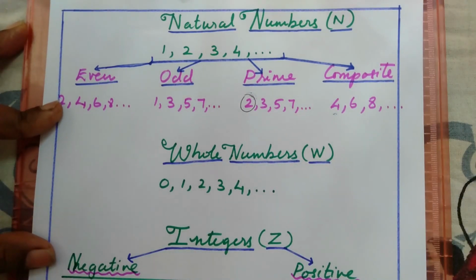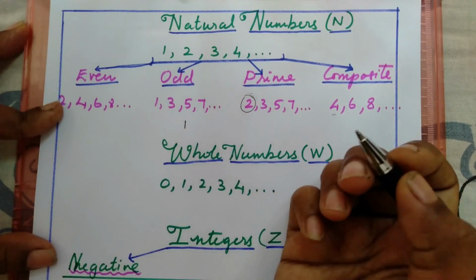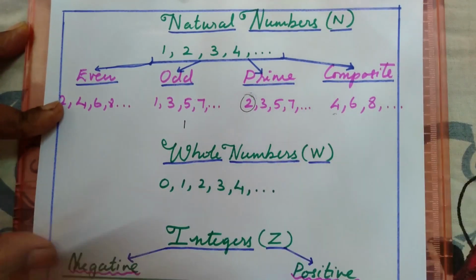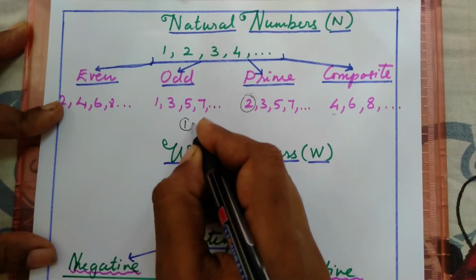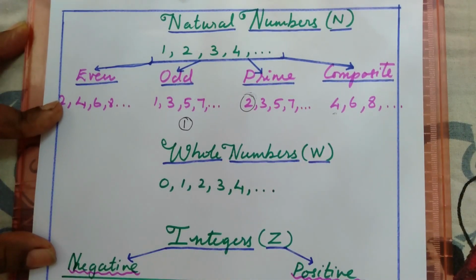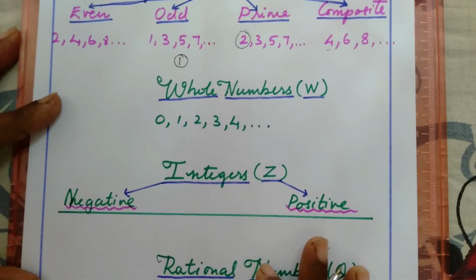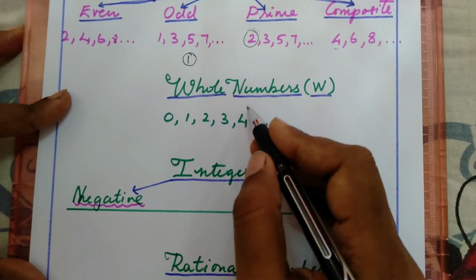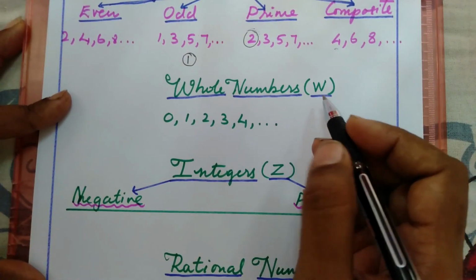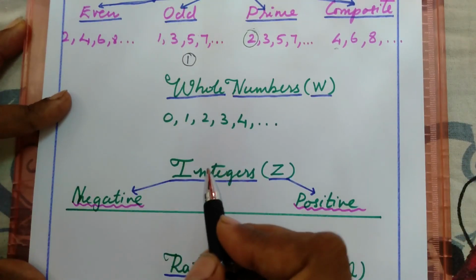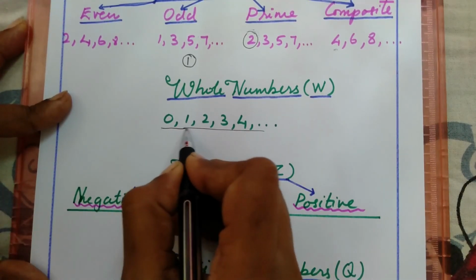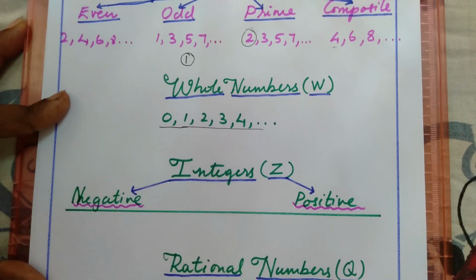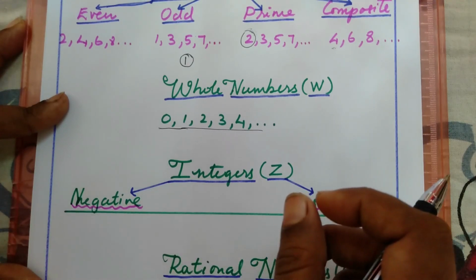There is one more thing I have to say here, which is about 1. 1 neither comes in the prime number list nor in the composite number list. So that's the specialty of 1. It cannot be listed in either list. The next one is whole numbers. Whole numbers are denoted by the letter W. Natural numbers start from 1, 2, 3, 4, but whole numbers start from 0 and go on 1, 2, 3, 4 till infinity. That's the only difference between natural numbers and whole numbers.